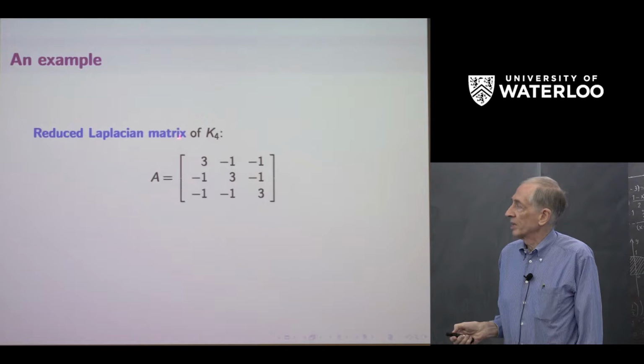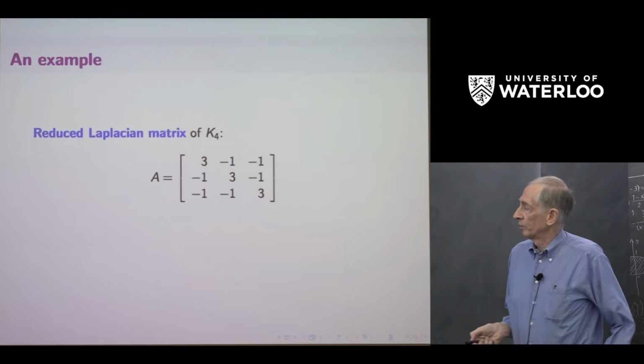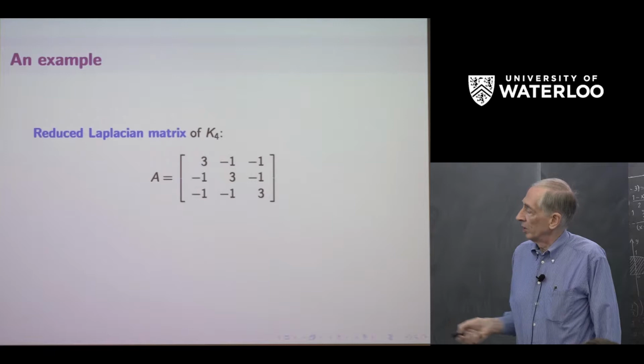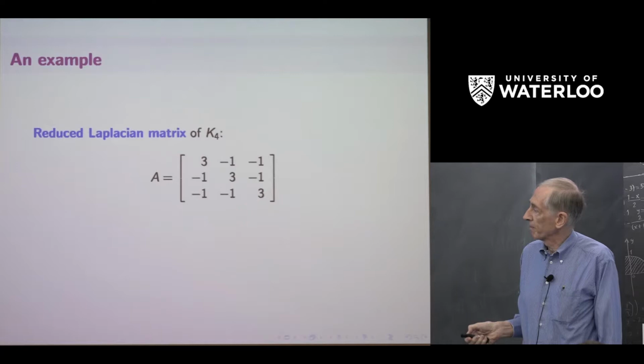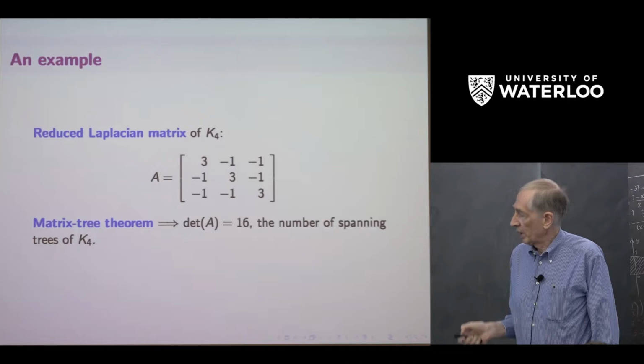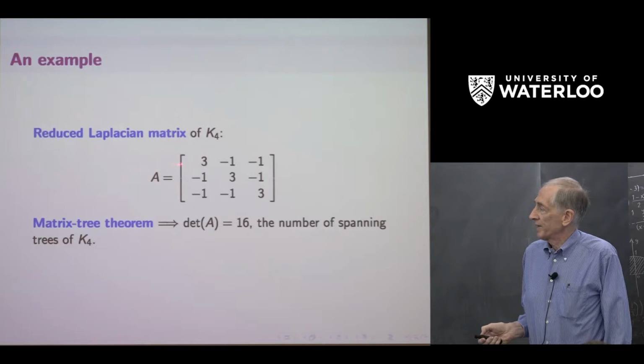This is the reduced Laplacian matrix of the complete graph K4. For K4, it doesn't matter which vertex you choose to remove a row and column from the Laplacian matrix, you'll get the same reduced Laplacian. The number of spanning trees of K4 is 16. So this matrix has determinant 16. So what does the SNF look like? It's some factorization of 16.